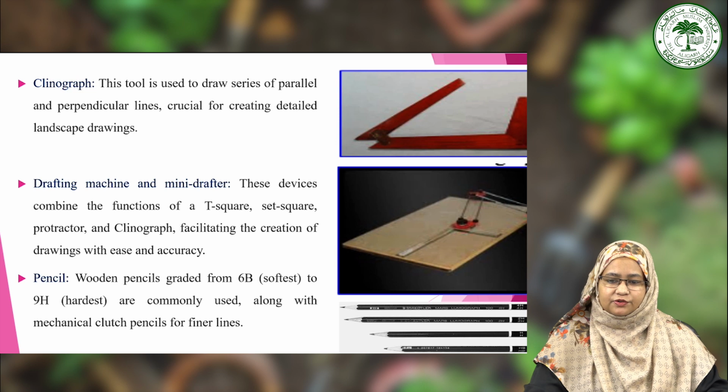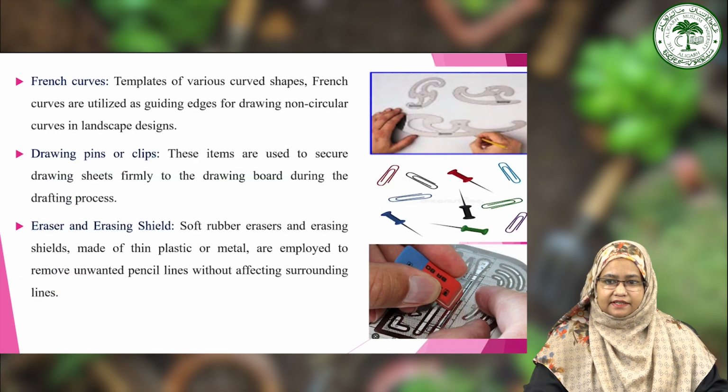For students, use H, 2H and HB pencils, and finish with H or HB pencils. Mechanical clutch pencils with 0.5 mm thick lead are preferred over wooden pencils as they need no sharpening.